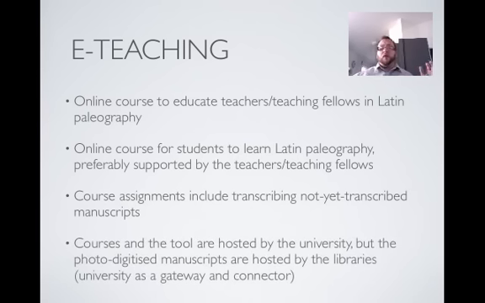So the course is there, and the tool itself is hosted by the university, but the photo-digitized manuscripts are hosted by the libraries, and the users, the students, are of course in their school. That means the university is a gateway and connector between schools and library, and between interested public and libraries, which is also a nice benefit for the libraries, because people get aware of what is actually in their special collection and start using it. And I mean, this is the sense of a special collection, that people actually use it. It's not that it's hidden somewhere and nobody's using it.